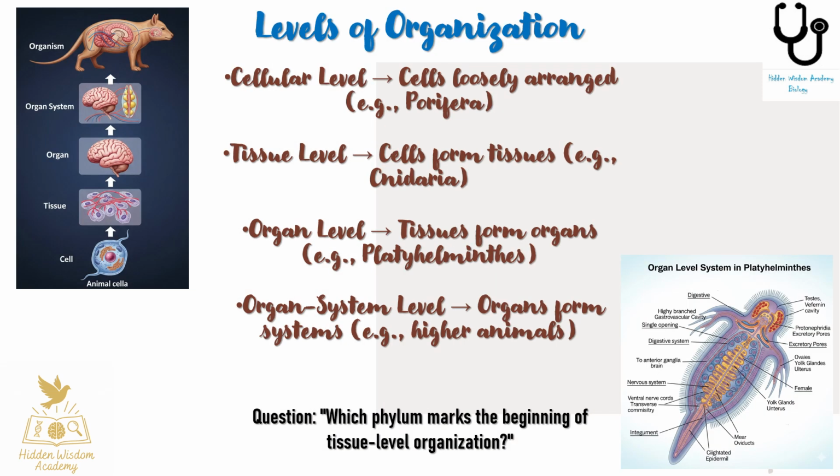Now let's talk about body organization in animals. Animals show different levels of body organization. In sponges, cells are loosely arranged without true tissues. In cnidarians, cells form tissues. In flatworms, tissues form organs. In higher animals like annelids, arthropods, and vertebrates, organs work together as organ systems. This shows increasing complexity from simple to advanced animals.